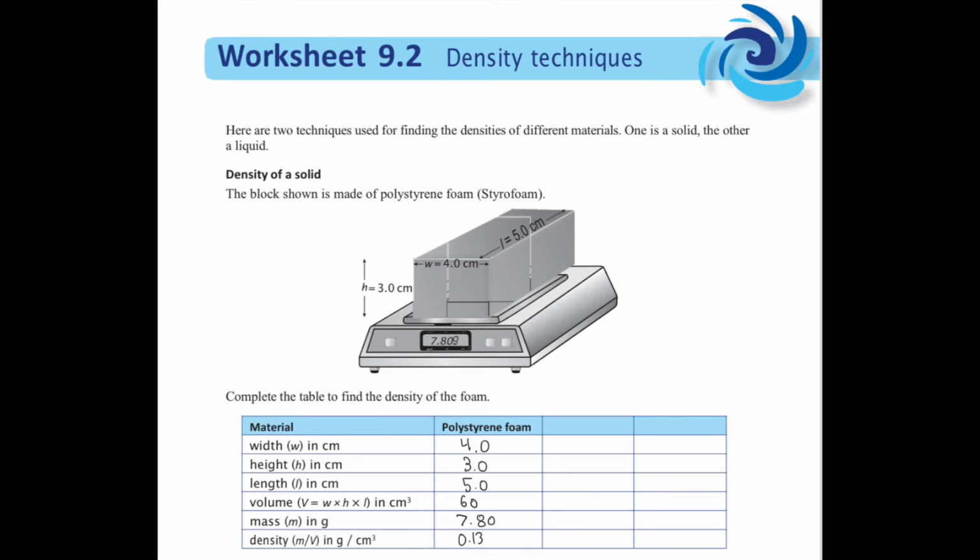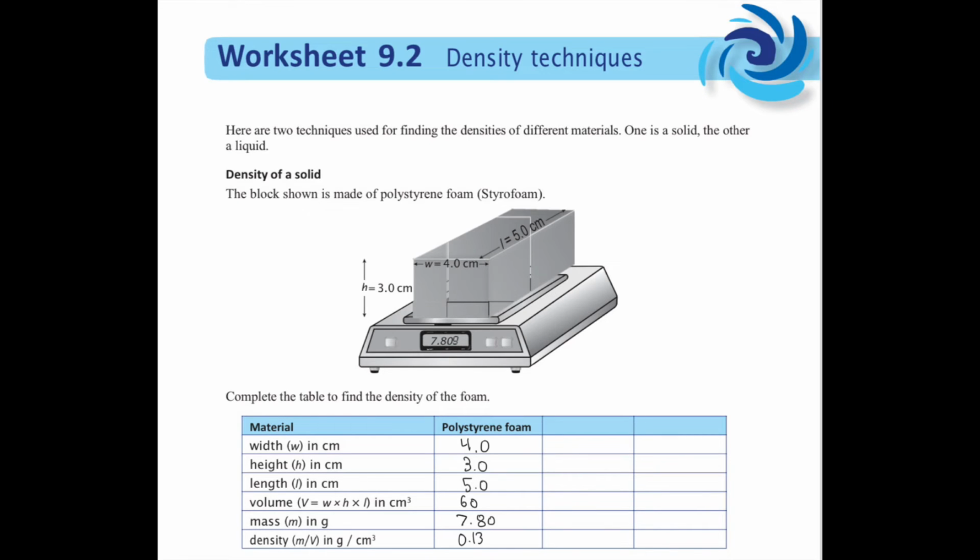Polystyrene foam width is 4 cm. Polystyrene foam height is 3 cm. Polystyrene foam length is 5 cm. Volume: the formula for volume is width times height times length. It means that 4 times 3 times 5 equals 60. So the volume is 60 cm cubed. Polystyrene foam mass is 7.80 grams.